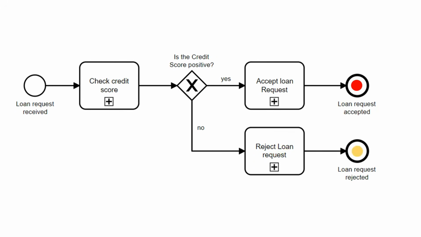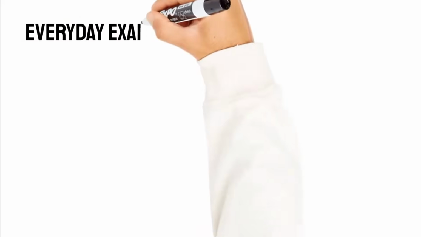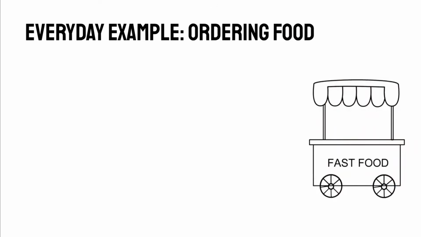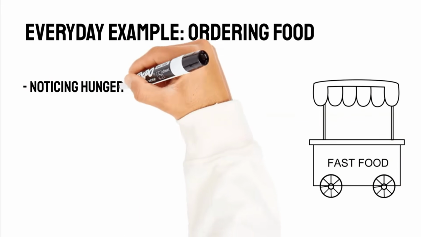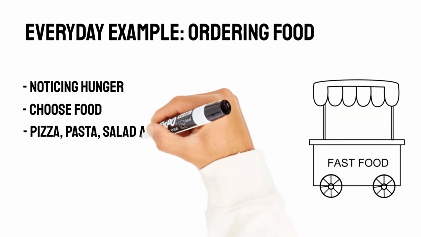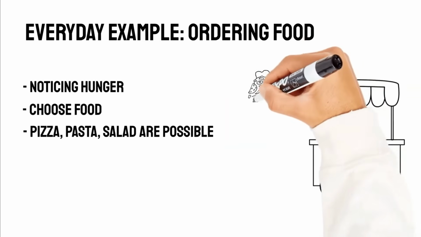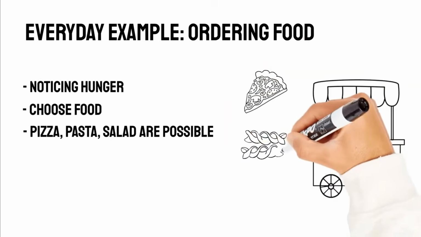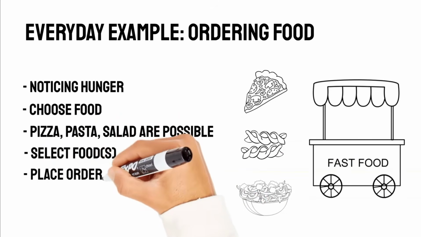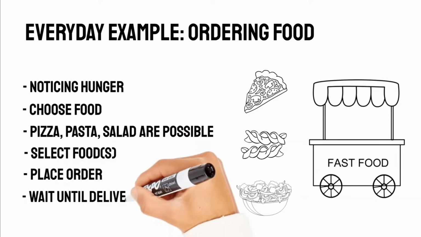Alright, after understanding the XOR gateway, let's jump to the OR gateway. Let's take an everyday example, like ordering food. Let's say this process starts when we notice hunger. Then we choose what we want to eat. For this example, let's limit it to 3 alternatives like pizza, pasta and salad. We can choose 1, 2 or all 3. After deciding in our mind what we want, we are going to select these foods onto our order. We place the order, wait until we receive the order, and that's it.